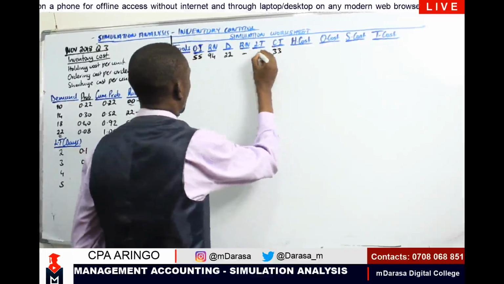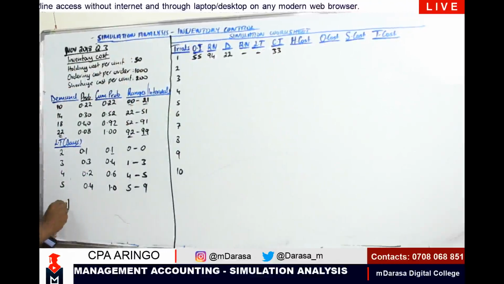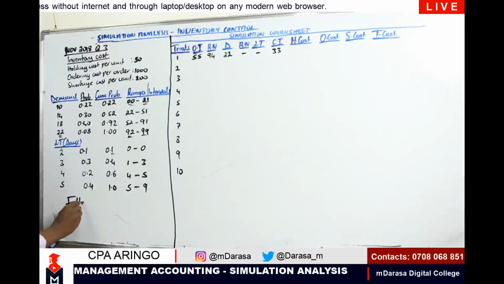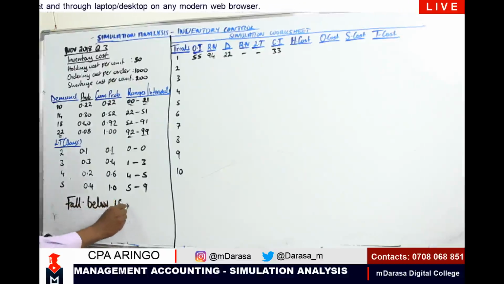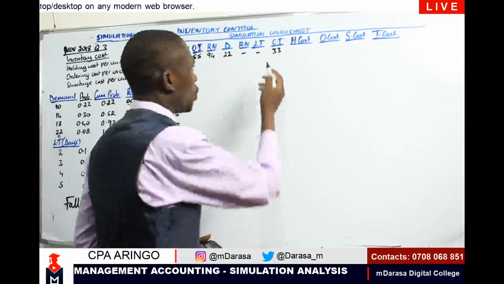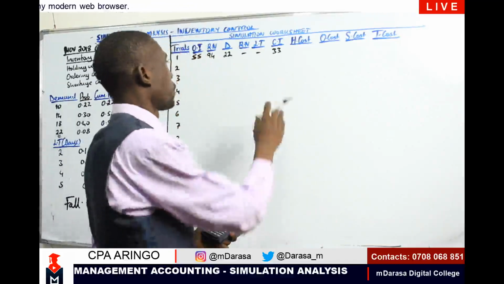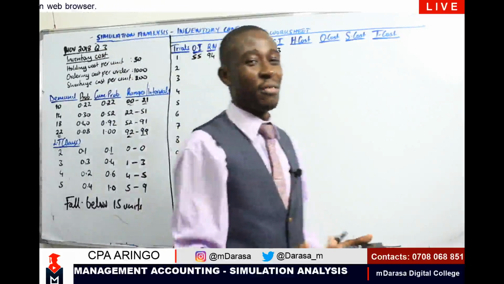I've not reached our reorder quantity, because with reorder quantity, you are told that I'll make an order if we fall below 15 units. If we fall below 15 units, that is when I'll be required to make an order. So our closing inventory is not below 15 units. Therefore, we should be talking of 33 as our closing inventory.